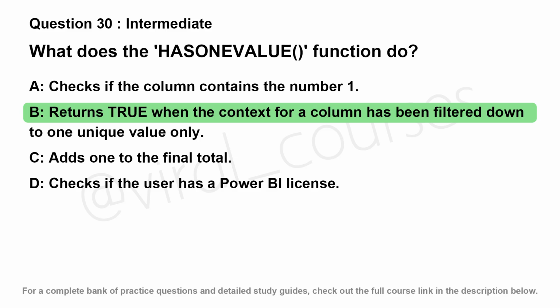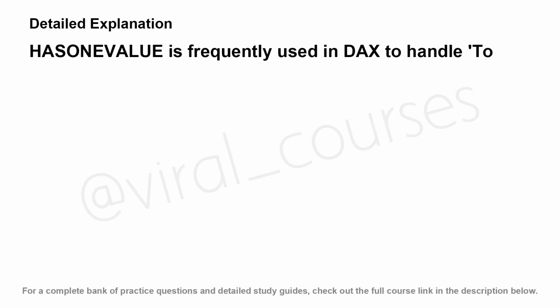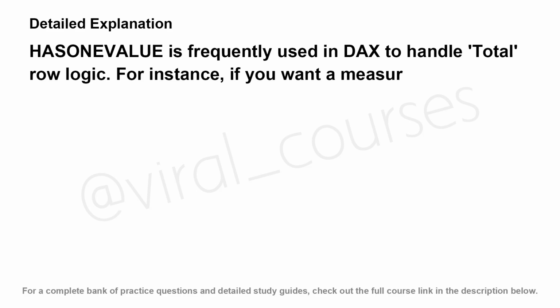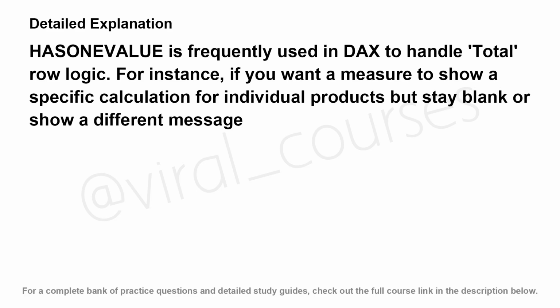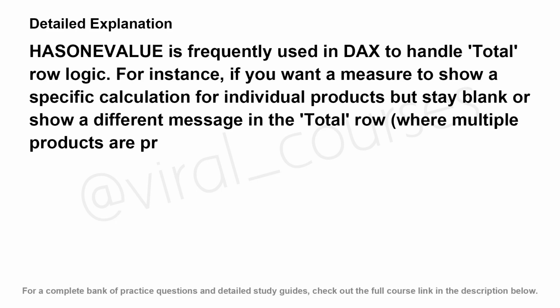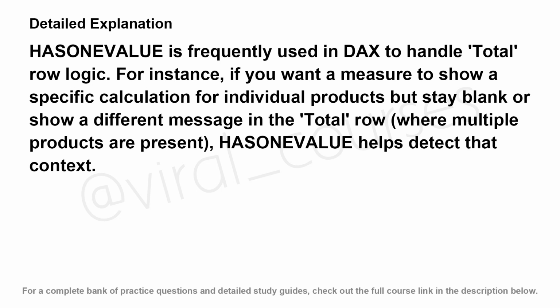The correct answer is B. HASONEVALUE is frequently used in DAX to handle total row logic. For instance, if you want a measure to show a specific calculation for individual products but stay blank or show a different message in the total row where multiple products are present, HASONEVALUE helps detect that context.